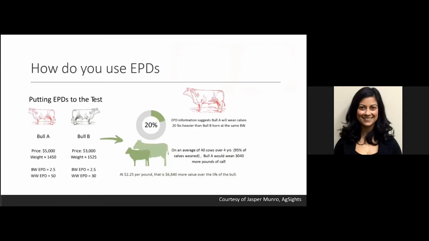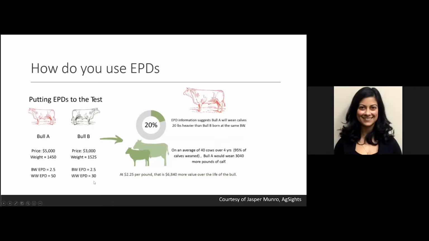So this is a busy slide and there's lots on it, but I'll go through it slowly. One of the biggest things to take away from this slide, though, is how to use EPDs. So I have an example here. Bull A has a birth weight EPD of 2.5 and a weaning weight EPD of 50. So these are in pounds. Weight 1450 at sale date. Birth weight EPD of 2.5 and weaning weight EPD of 50 pounds. Bull B weighed actually more at sale date. Same birth weight EPD, 2.5, weaning weight EPD of 30 pounds.